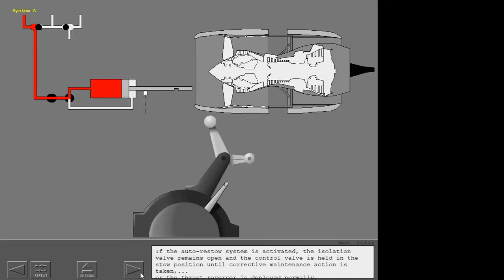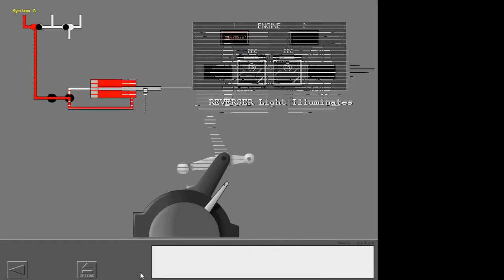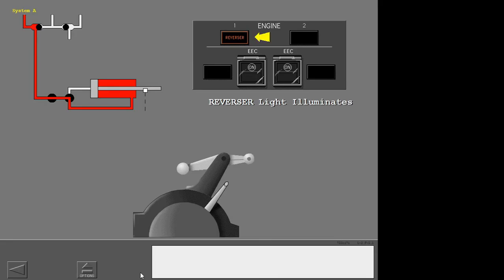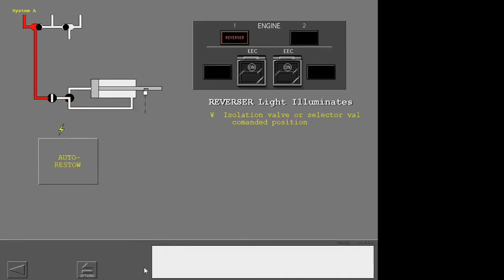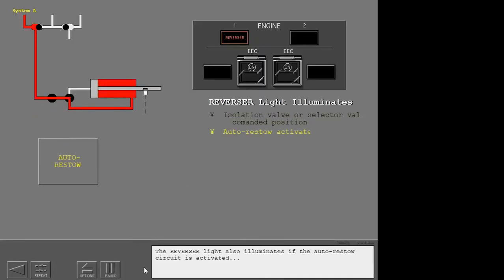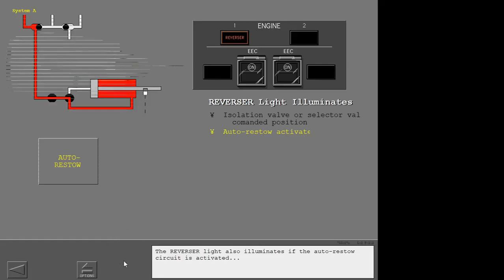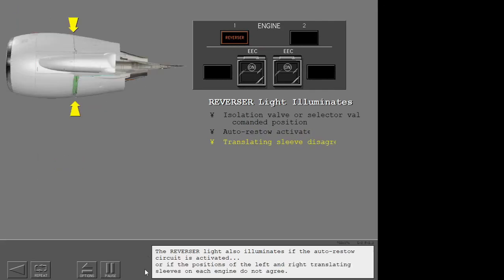Or the thrust reverser is deployed normally. If the isolation valve or the selector valve is not in the commanded position, the reverser light on the aft overhead panel illuminates. In this example, the reverse thrust levers are stowed, but the number 1 engine isolation valve is open. The reverser light also illuminates if the auto restow circuit is activated, or if the positions of the left and right translating sleeves on each engine do not agree.